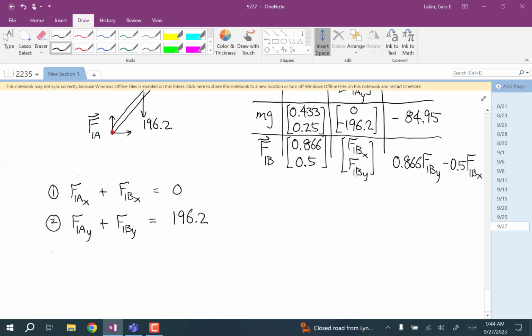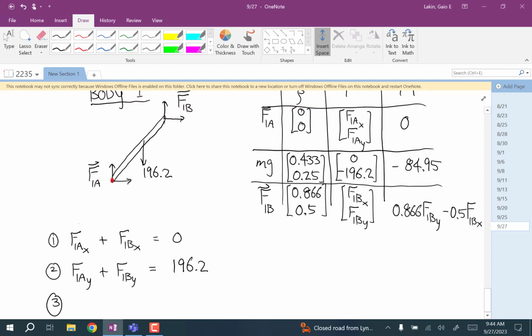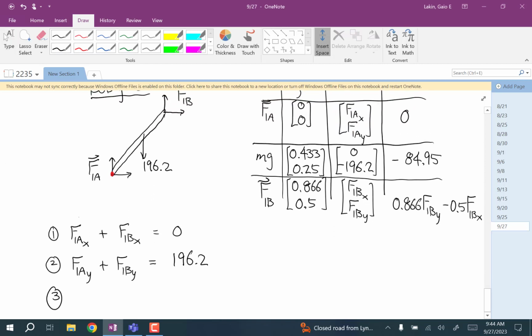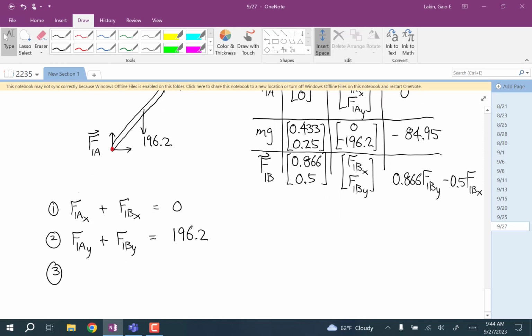And then the third equation says, I'm going to rearrange them just to match the order of the other ones so far. So I have negative 0.5 F1BX plus 0.866 F1BY minus 84 is equal to 0. So I'll write that as equal to positive 84.95.